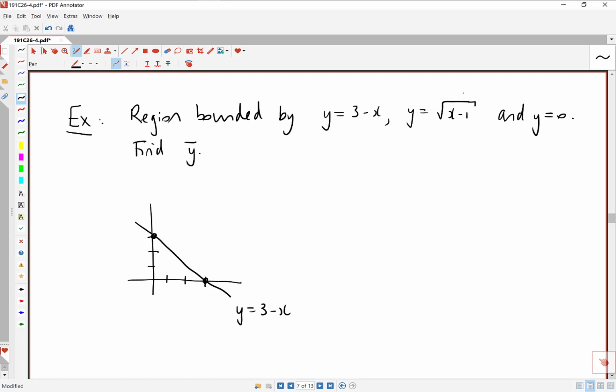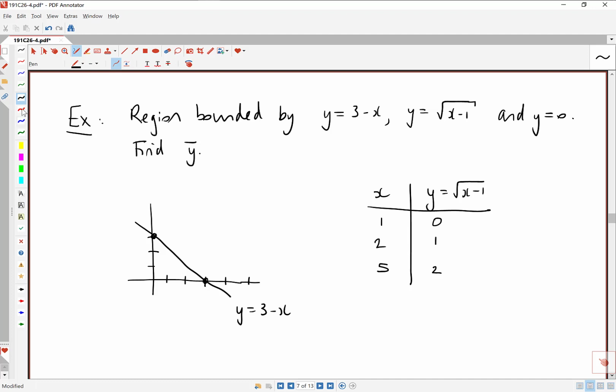And then the other thing we could do is plot the square root function. So for that, let's make a table of values. Let's think about what x values we would like to plug into this, given that y is equal to root x minus 1. Okay, so you could plug x = 1 into that. Then y would be root 0, which is 0. You could plug x = 2 into that. Y would be root 1, which is 1. And you could plug x = 5 into that. Then y would be root 4, which is 2. So those are some of the nice x values to plug in there.